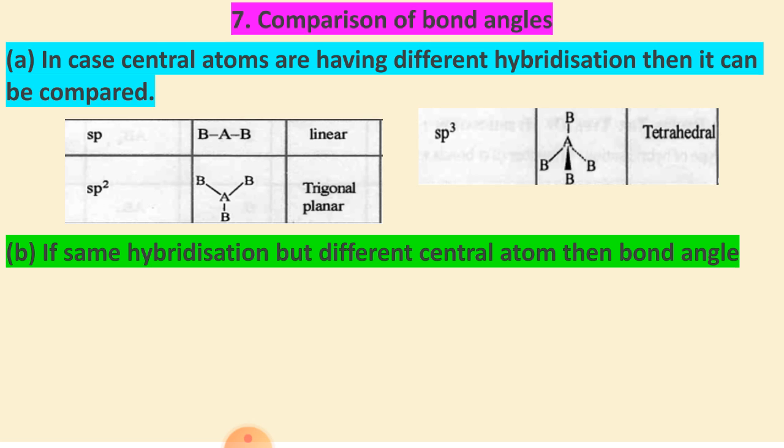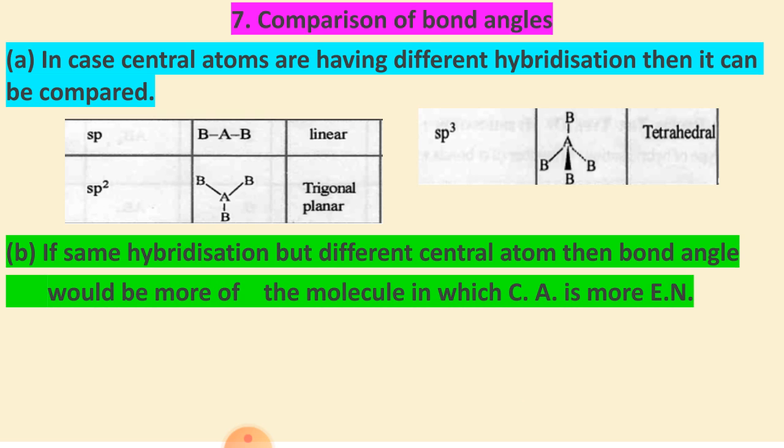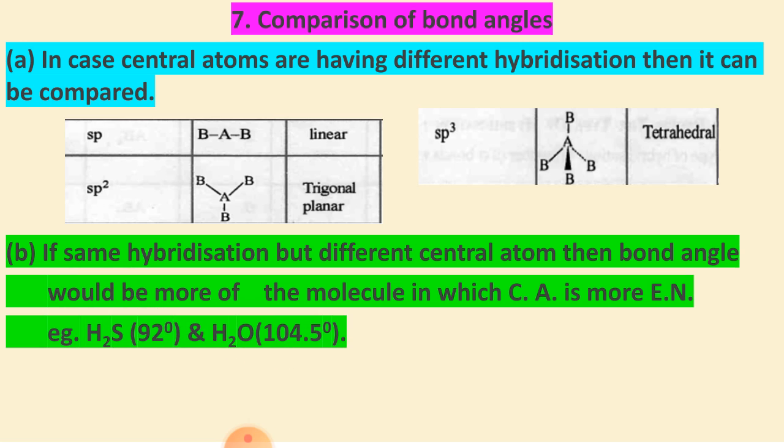in the molecules. Then if same hybridization but different central atom, then the bond angle would be more in the molecule in which the central atom is more electronegative. That is, if you are given water molecule and H2S molecule, here look at the hybridization of oxygen and sulfur, both are the same, that is sp3, but the bond angle is more for water.